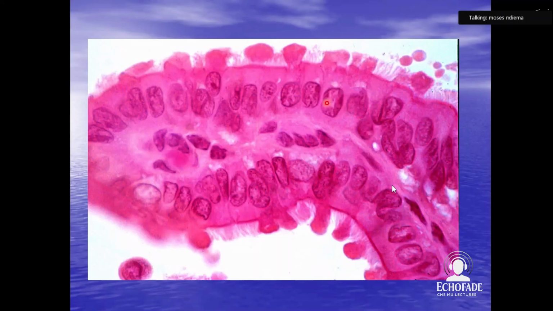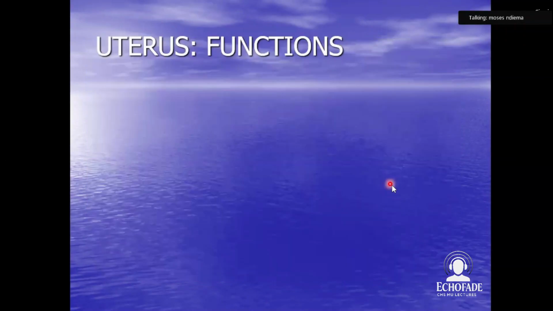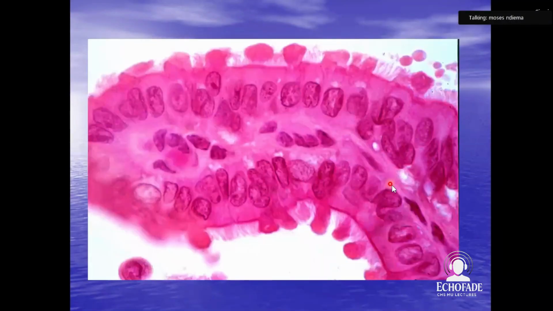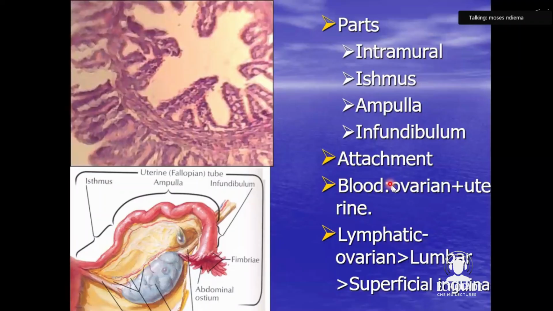Immediately below the epithelia, we have a lamina propria, consisting, just like all lamina propria, of loose connective tissue and is a highly vascularized area. After that, we have a muscular layer, consisting of inner circular and outer longitudinal layer of smooth muscle.